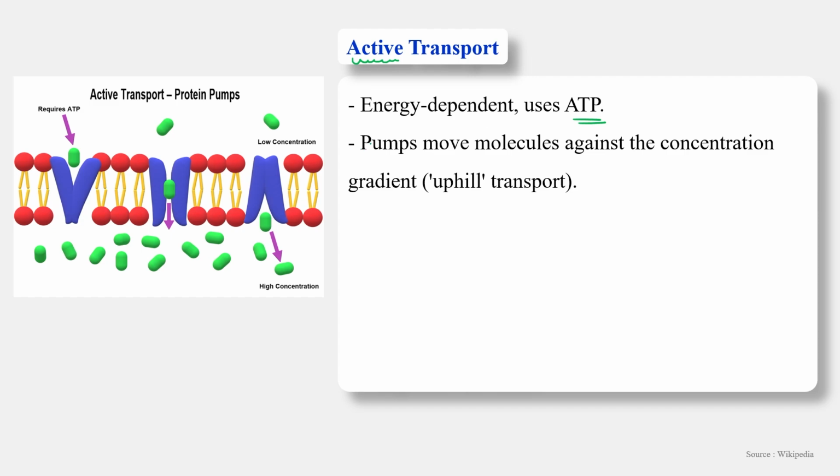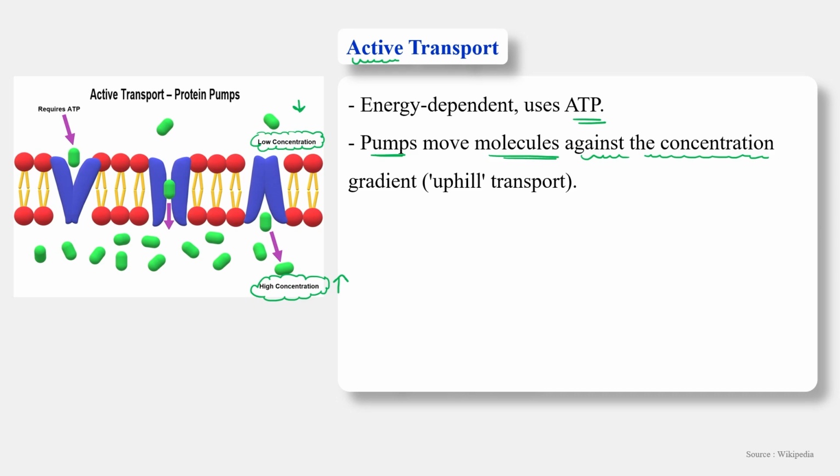Clear? It pumps molecules against the concentration gradient. If this is a cell and this is the cell membrane, the concentration of a molecule is low outside the membrane and present in high amount inside the cell, but that molecule is required for that particular cell.